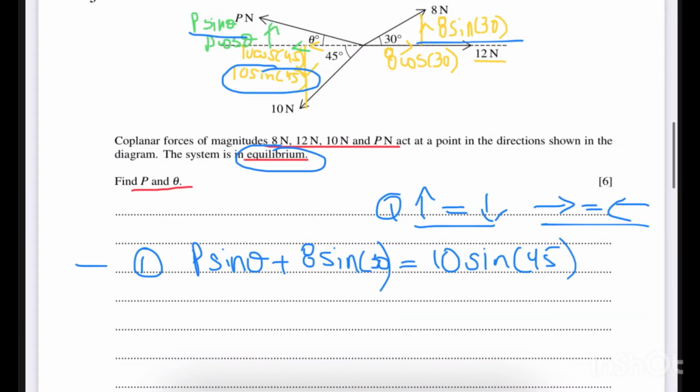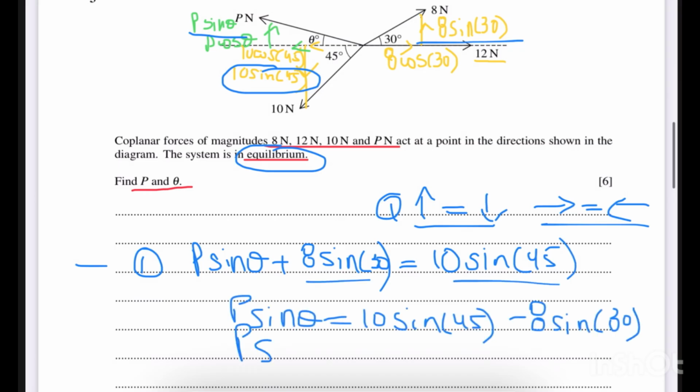Only in this case will the system be in equilibrium vertically. So first let's simplify this further. We can take these two like terms to the other side. This means that P sin theta is equal to 3.07.